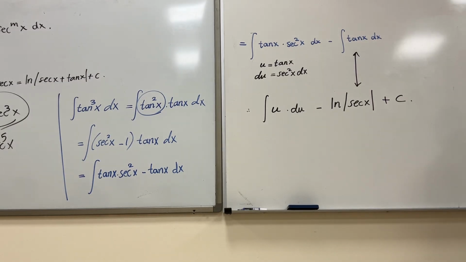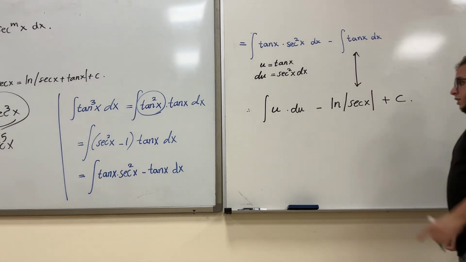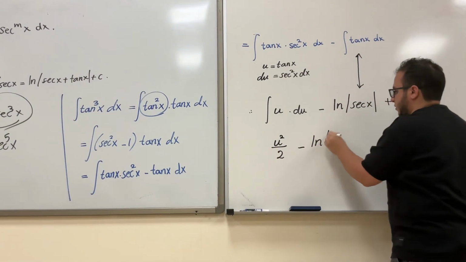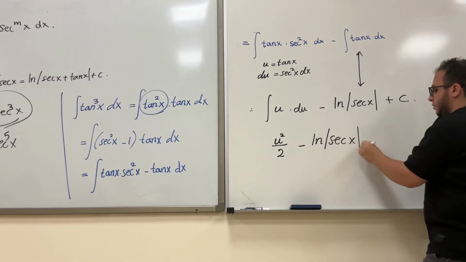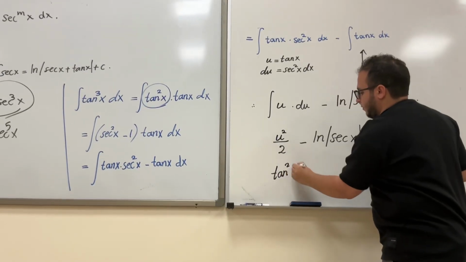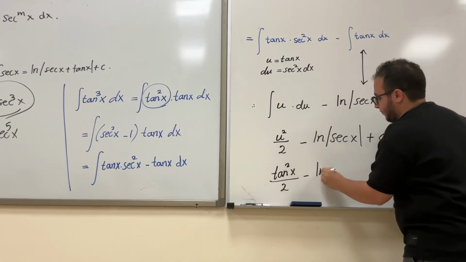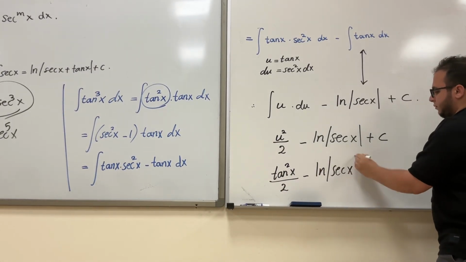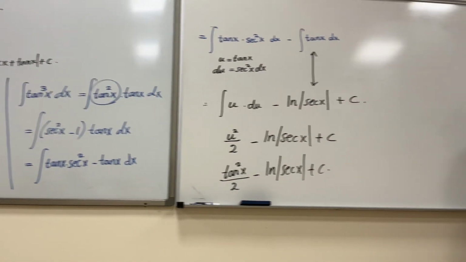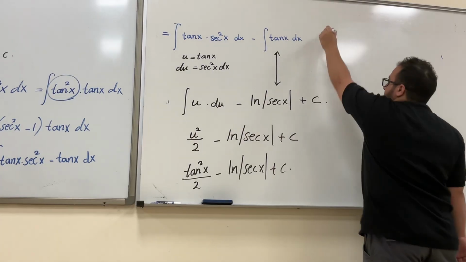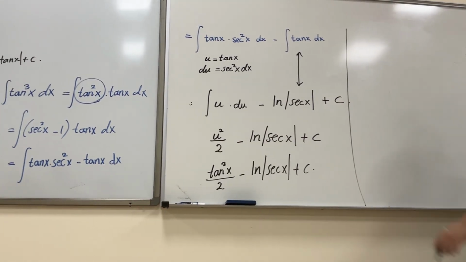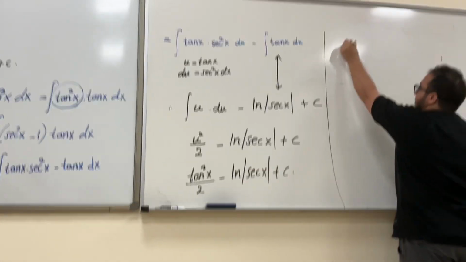And then integrate u, you get u squared over 2, and u is tan x. So that's the answer. I can do the same for tan power 5. Another example.